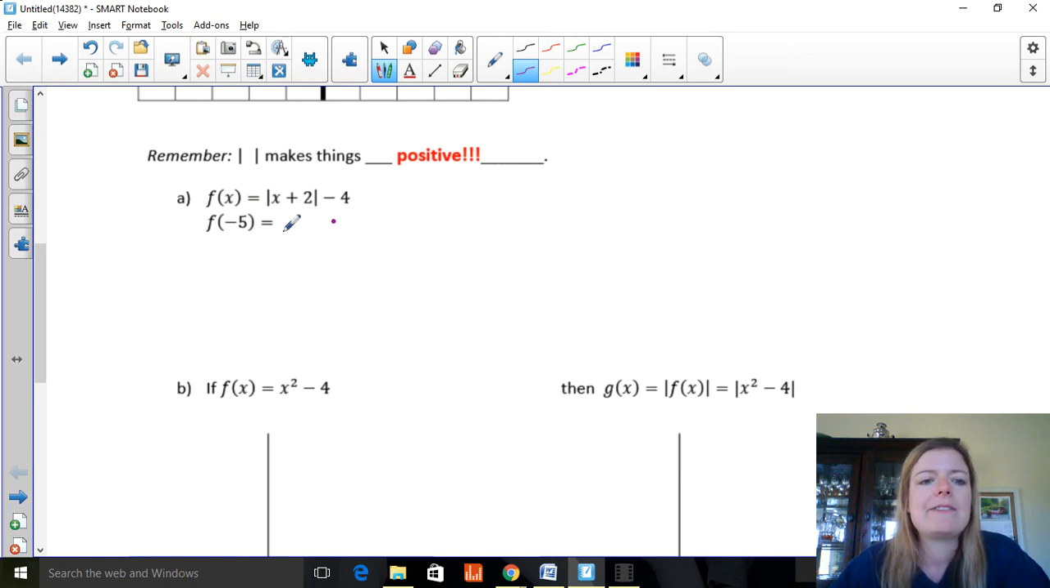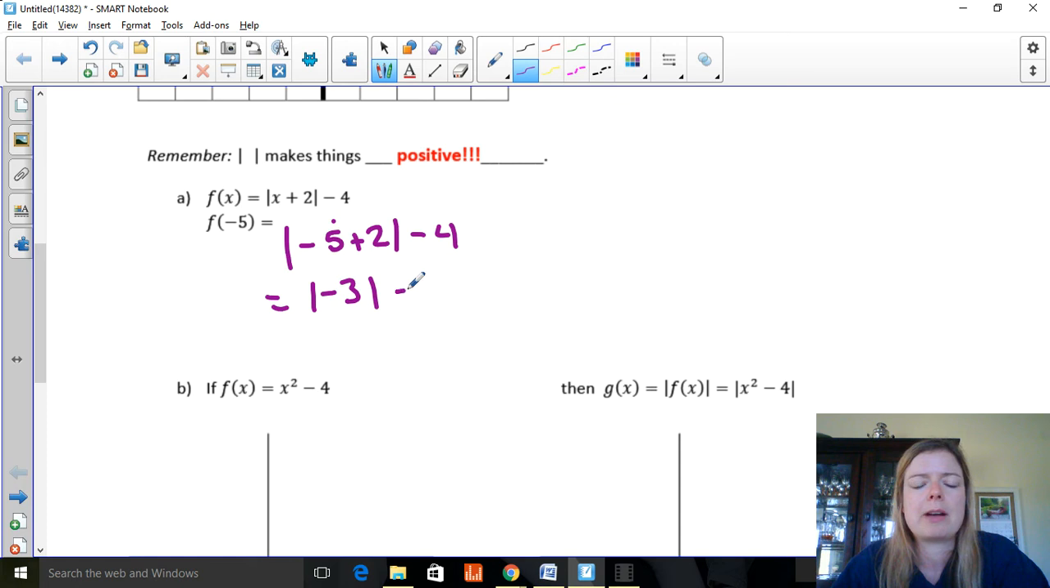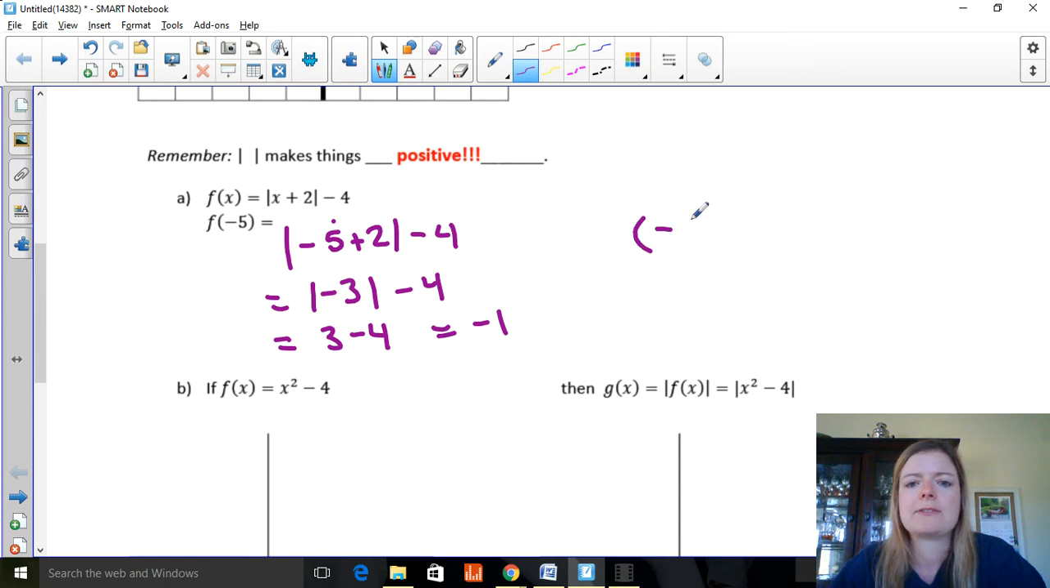So if we're putting -5 into the function, we're going to get -5 plus 2 within the absolute value sign, and then the -4 still stays out there. So -5 plus 2 is just -3, minus 4. So now we just think, well, the absolute value of -3 is 3. So my final answer is -1. So in this function, the coordinate would be (-5, -1).